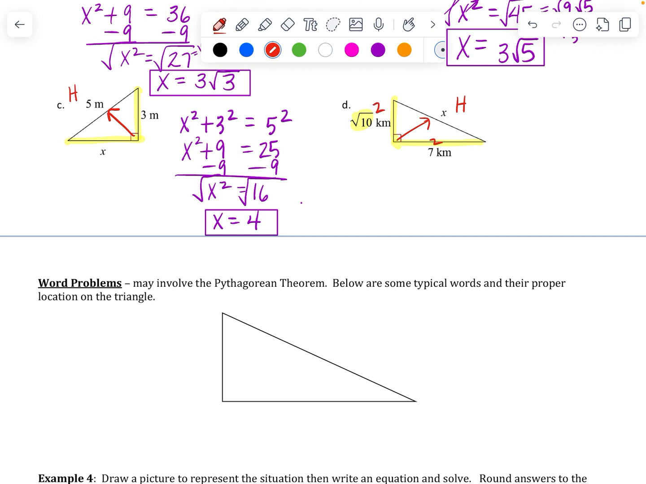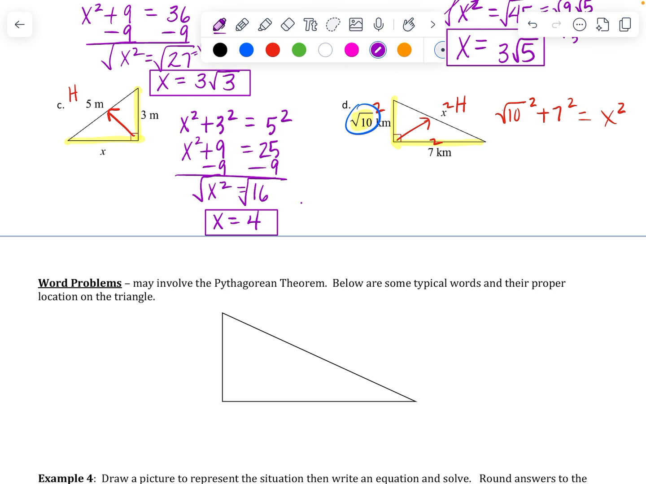You have to square everything. So if you set up the equation correctly, it's the square root of 10 squared plus 7 squared equals x squared. Just because there is a square root on one of the sides, don't let that throw you off. The Pythagorean theorem says hypotenuse squared is equal to leg squared plus leg squared. So go ahead and apply the Pythagorean theorem, and then let's work the algebra from here.